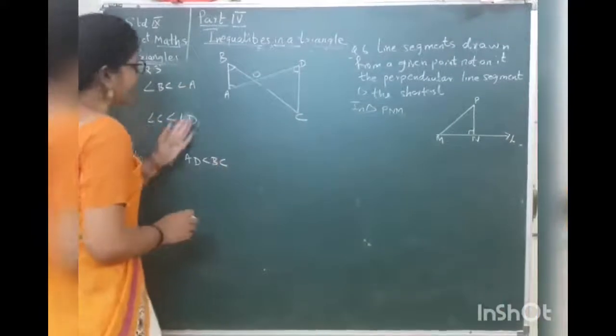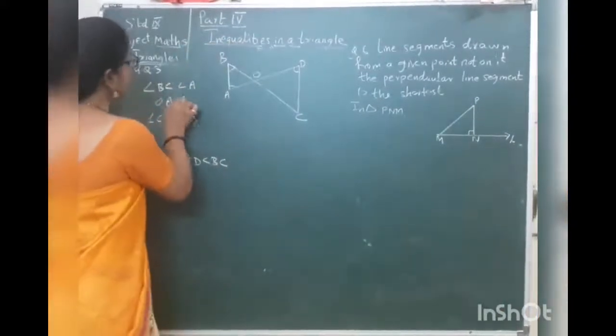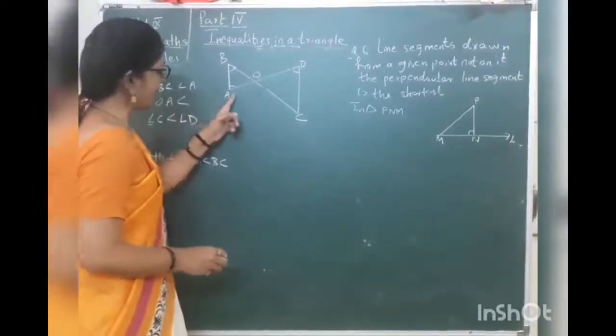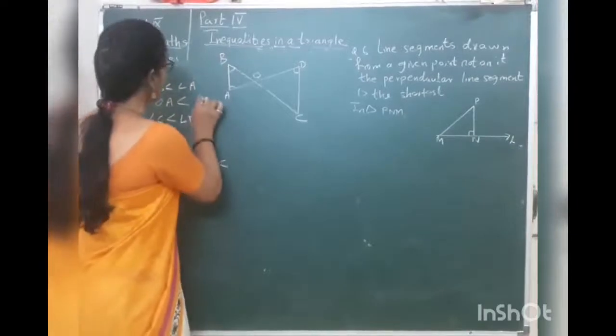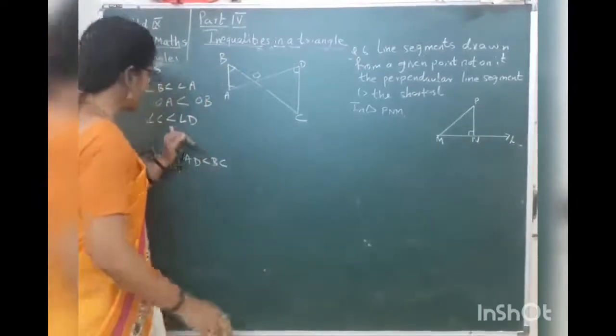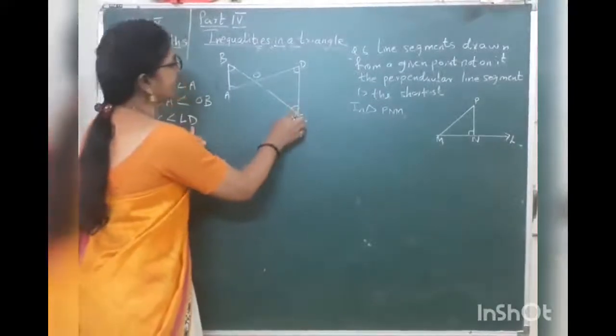So which is the side opposite to angle B? Side opposite to angle B is OA. So OA is less than, which is the side opposite to angle A? Side opposite to angle A is OB. OA is less than OB. Now the next relationship given is angle C less than angle D.